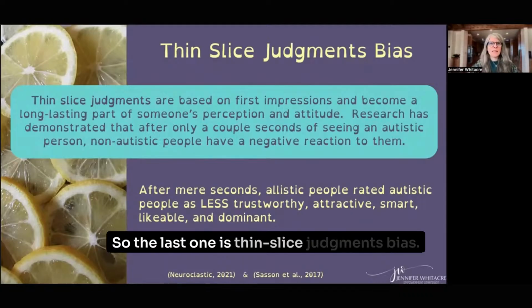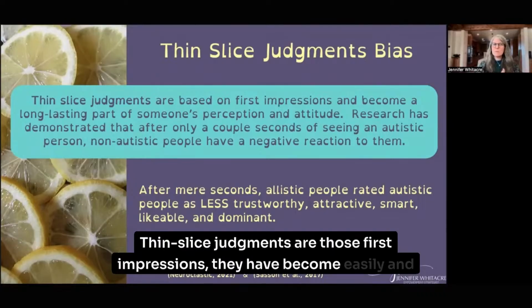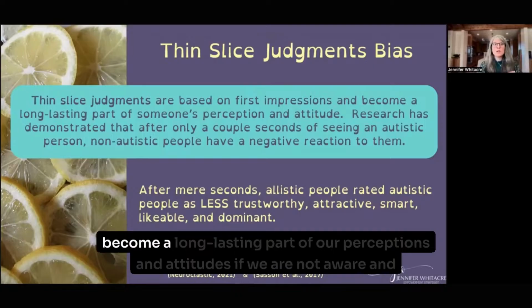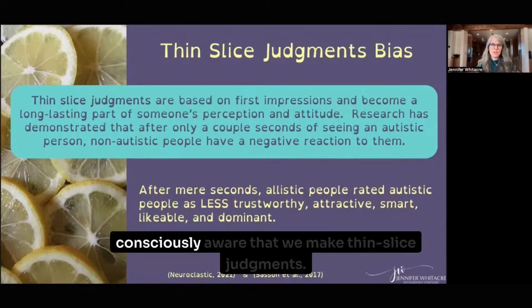So the last one is thin slice judgments bias. Thin slice judgments are those first impressions, and they have become a long-lasting part of our perceptions and attitudes if we are not consciously aware that we make thin slice judgments.